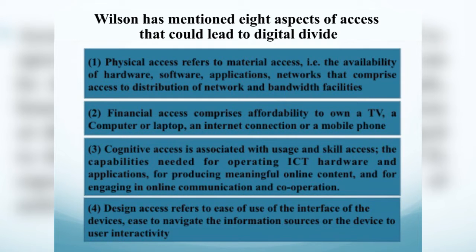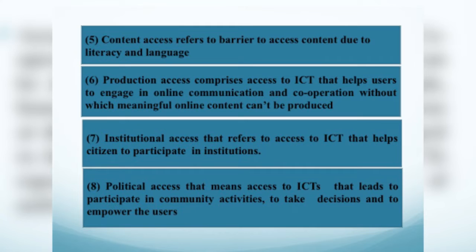Fourth is design access, that refers to the ease of use of the interface of the device, ease to navigate the information sources or the device to user connectivity. Fifth is content access, that refers to the barrier to access content due to literacy and language. Number 6, production access, comprises access to ICT that helps users to engage in online communication and cooperation, without which meaningful online content cannot be produced.